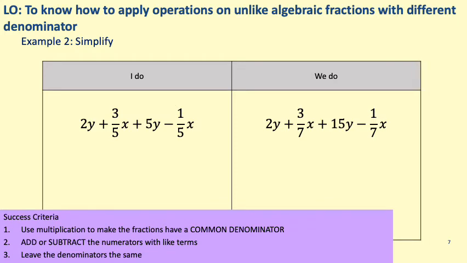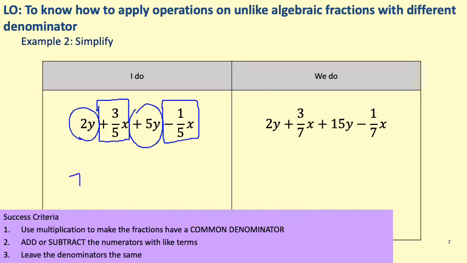So next, again, I'm going to pair off my like terms. I've got a 2y here, a positive 5y here, then positive 3 over 5x and negative 1 over 5 lots of x. I'm going to deal with my y's first. 2y plus 5y gives me 7y. Then I've got positive 3 over 5x, subtract 1 over 5x.